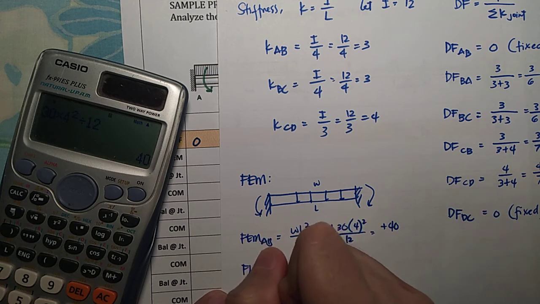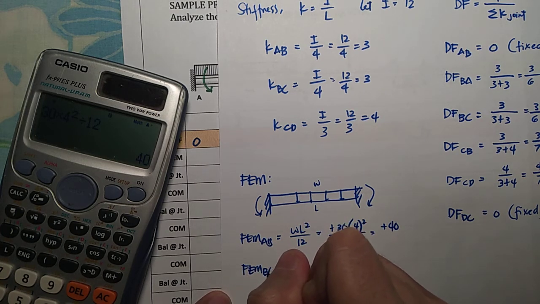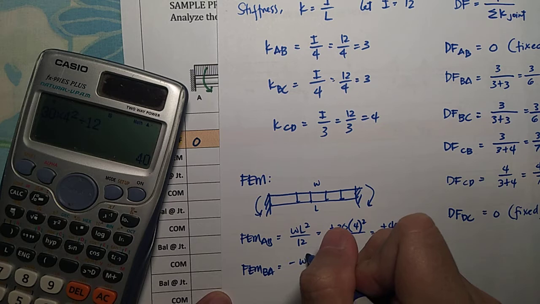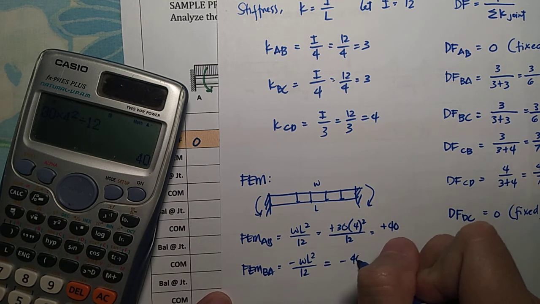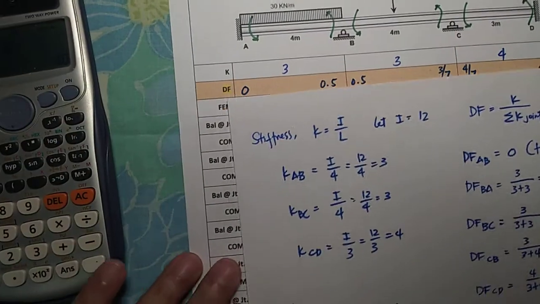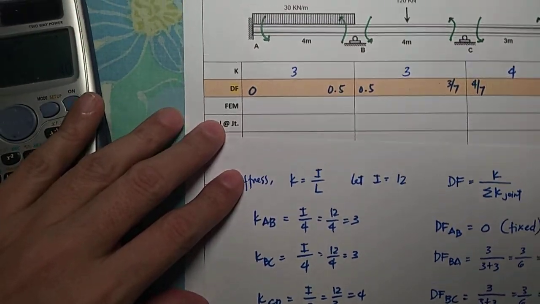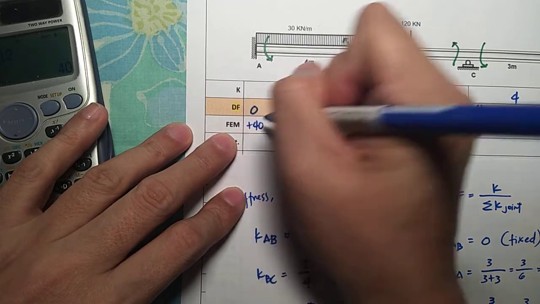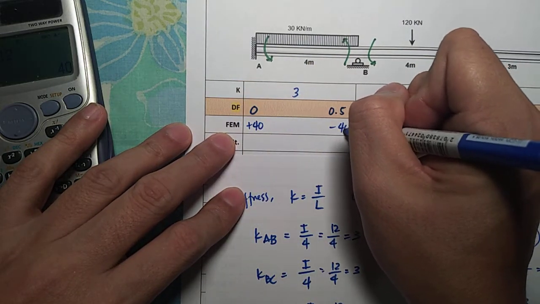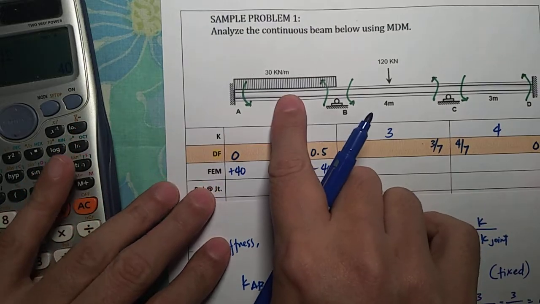So that would be the FEM on BA. And that would be negative WL square over 12. And that would be negative 40. Okay, so again, the FEM here is positive 40. Here is negative 40. That is due to the uniform load.